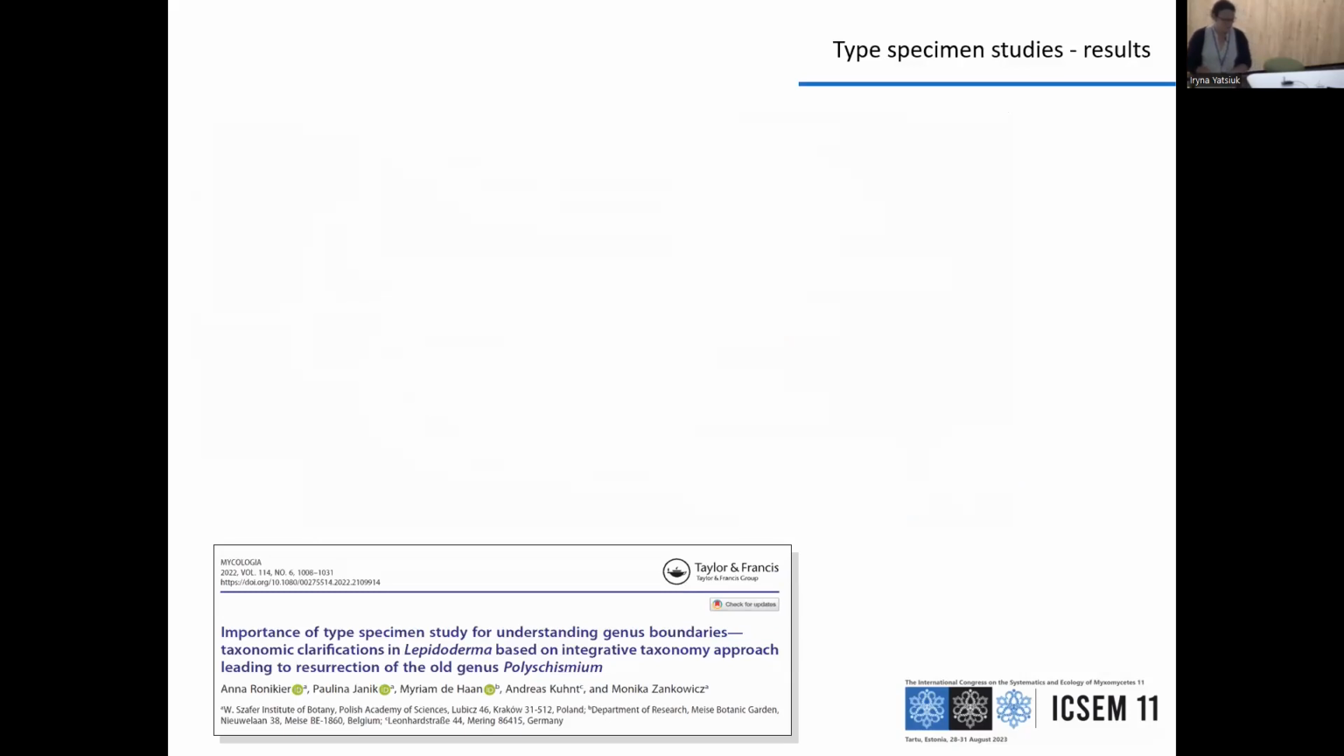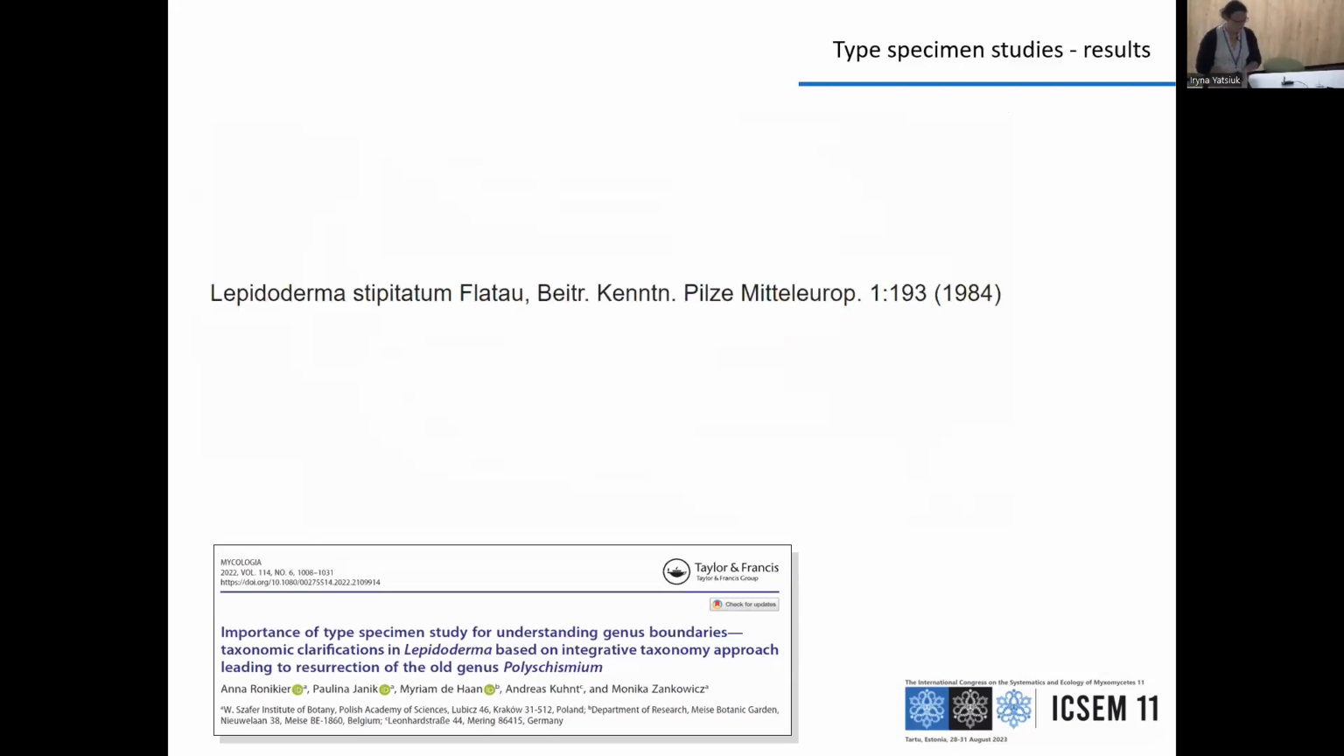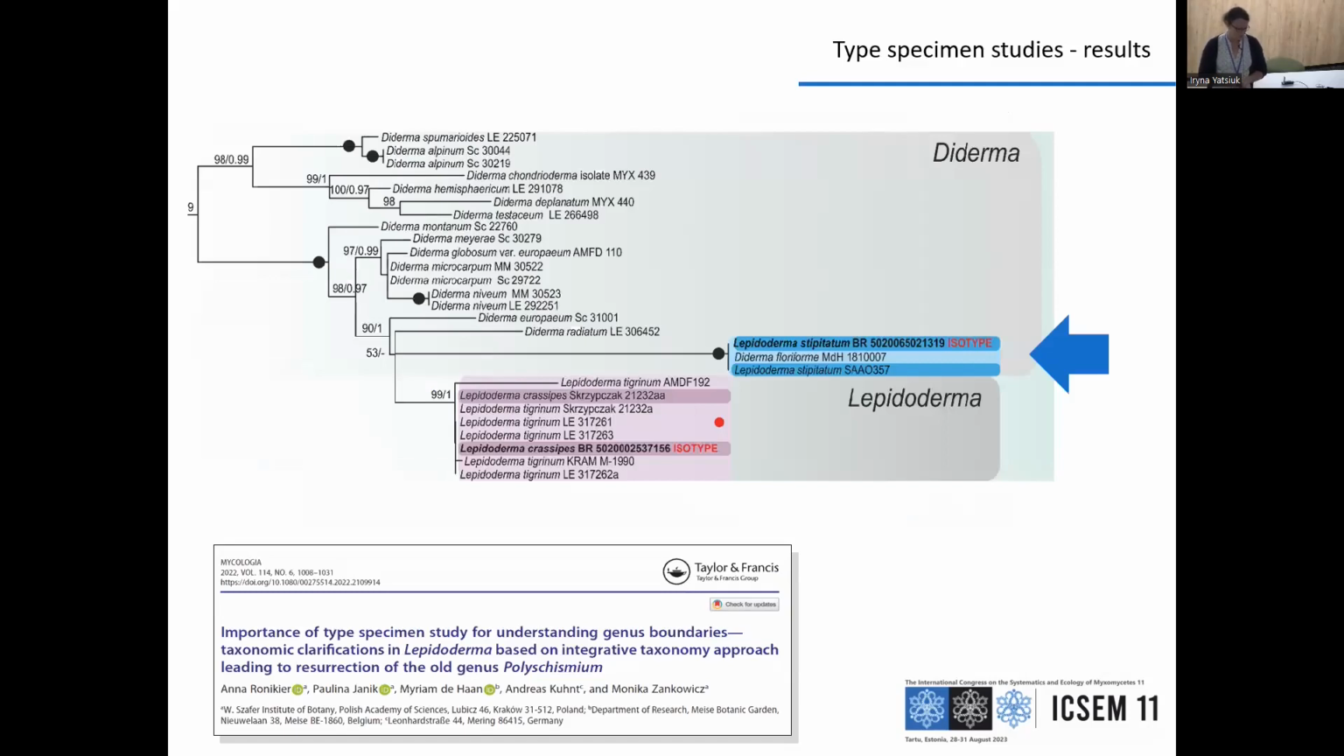In another study carried out together with Miriam Dehaan and Andreas Kund, we focus on the genus Lepidoderma. And here we confirm that Lepidoderma stipitatum represents Diderma floriforme. It was previously suggested by Michel Poulain, Marianne Meyer, and Jean Bozonnet. And we could confirm it based on the isotype material. And here you can see the sequence of the isotype.